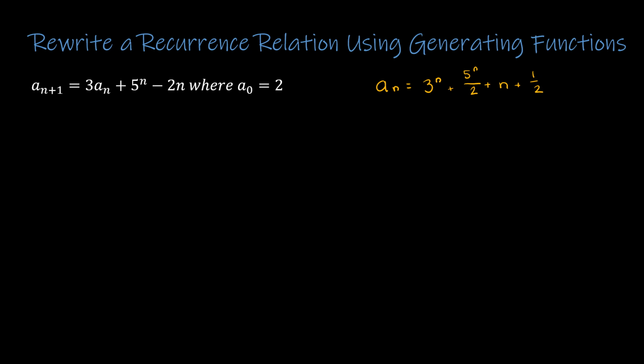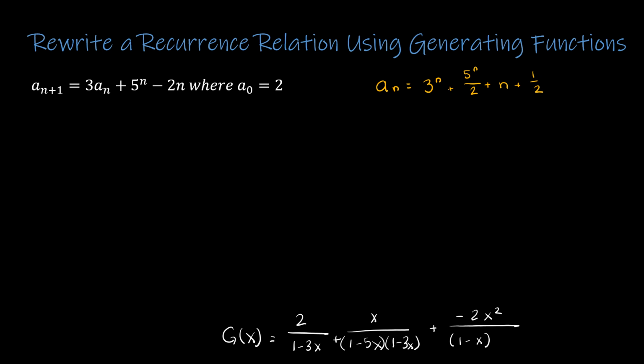I suggest that you take a break if you're able to at this point, but what I did want to do is go through one more example where we do the first part of this question. So previously we had a question where I gave you a generating function that was 2 over 1 minus 3x plus x over 1 minus 5x, 1 minus 3x, and then plus negative 2x squared divided by 1 minus x quantity squared, 1 minus 3x.